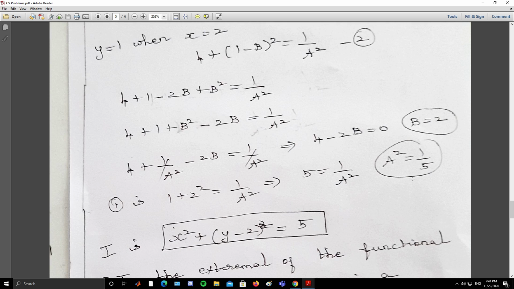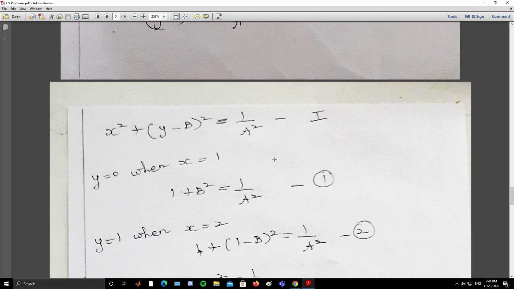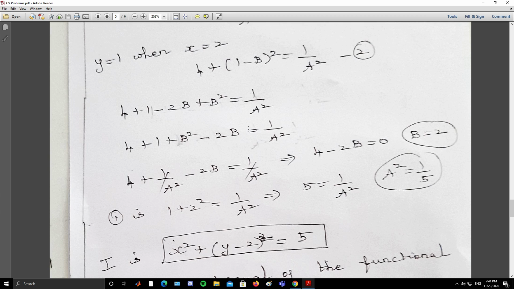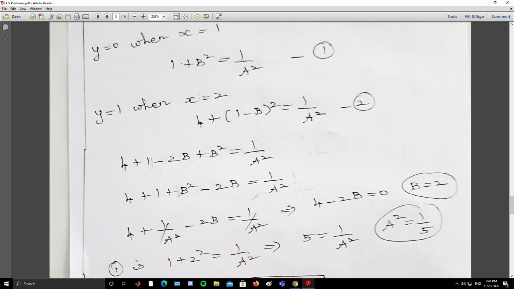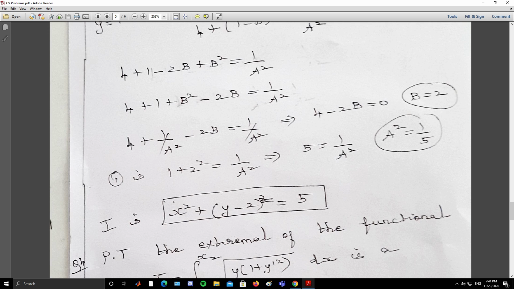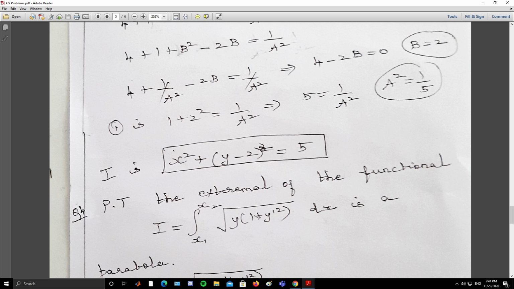So a square is 1 by 5, b is 2. So substitute that in 1, b is 2, a square is 1 by 5. So 1 is x square plus y minus 2 the whole square equals 5. So this is the curve which makes the functional an extremum. Now we will see another problem.